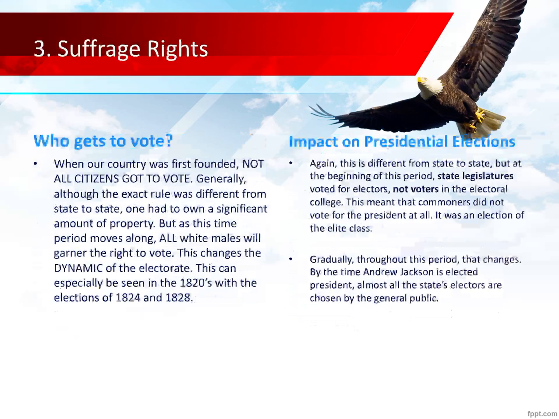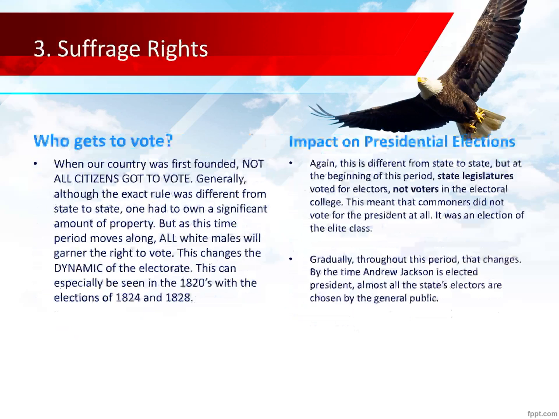All right, suffrage rights is going to be a major issue. Basically, who gets to vote? Do all citizens get to vote? Or what are the requirements to be allowed to vote? Even today, if you think about it, you kids are not allowed to vote, and you're citizens of the United States. So throughout our history, we've had certain people who could vote and certain people who could not.